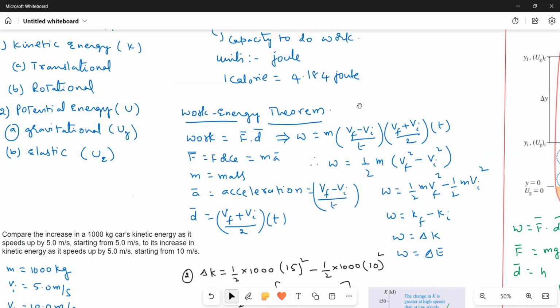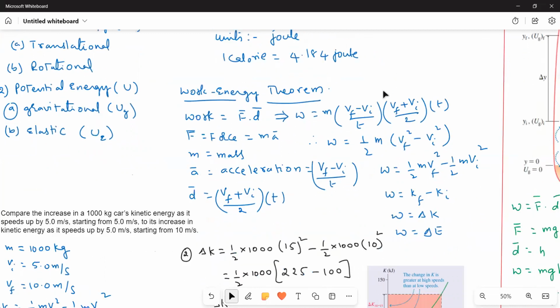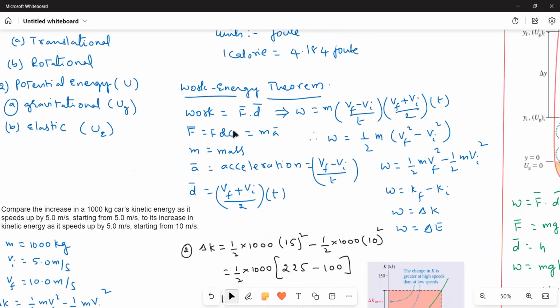How will it be? Let us see through the mathematical form. We know work is equal to force times displacement, or F dot d. Force is equal to ma, mass times acceleration. Acceleration is the change in velocity over a period of time. The displacement is the velocity times t, but here I am taking the average velocity. So (Vf plus Vi) by 2 is the average velocity, times t.